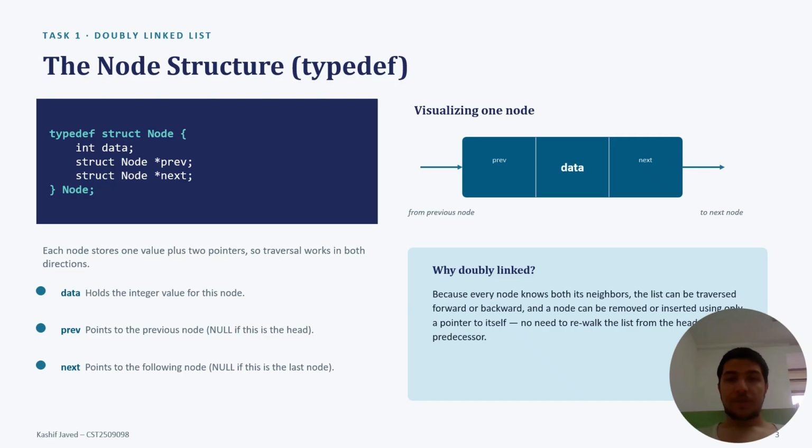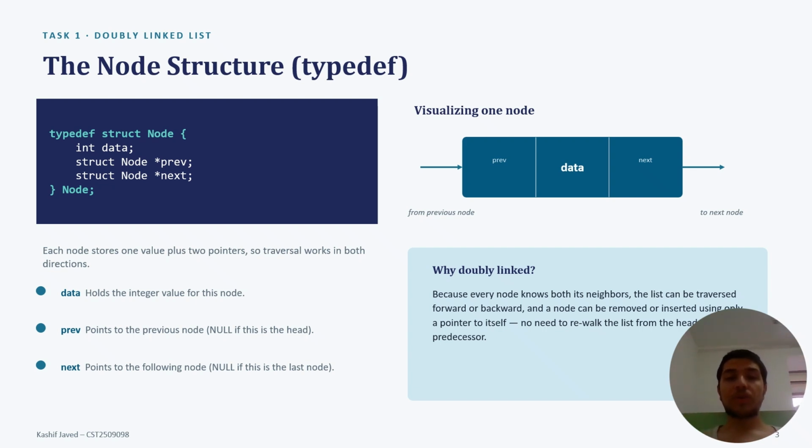So let's start with node structure. I defined it using typedef struct node, and each node has 3 parts: an integer called data, which stores the value, a pointer called prev, which points to the previous node, and a pointer called next, which points to the following node. That is what makes it a doubly linked list as opposed to a singly linked list, because every node knows both of its neighbors, both of its directions.